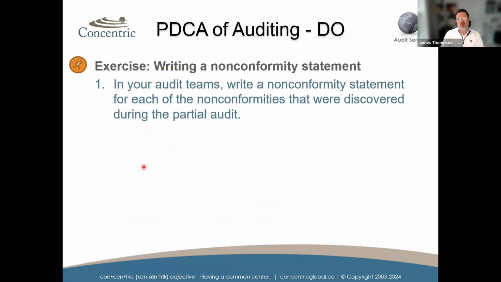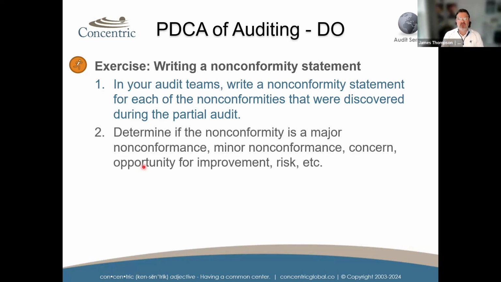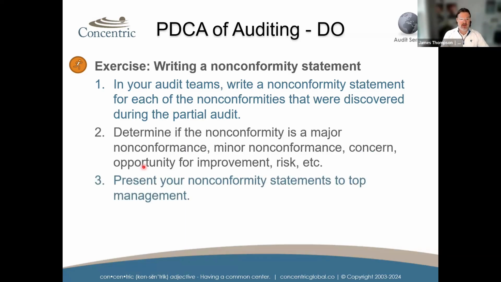So writing a nonconformity, there's another exercise to do. In your audit teams, going back to the 2 teams that you had in the breakout session with Josh, write a nonconformity statement for each of the nonconformities that were discovered during the partial audit. In that partial audit, you had at least 2 findings. So determine if the nonconformity is a major or minor. Is it a concern, opportunity for improvement? Is it a risk?